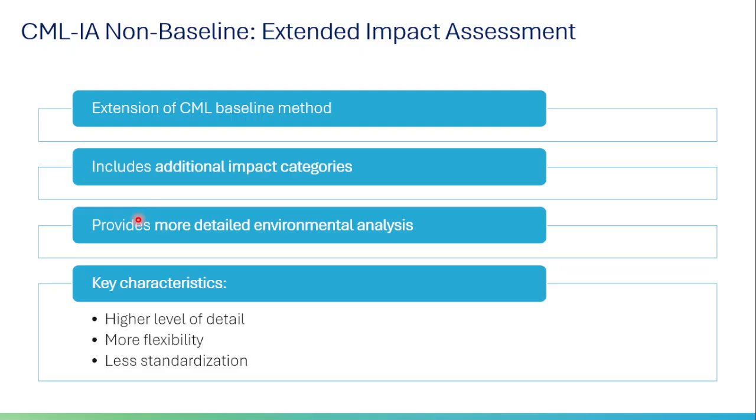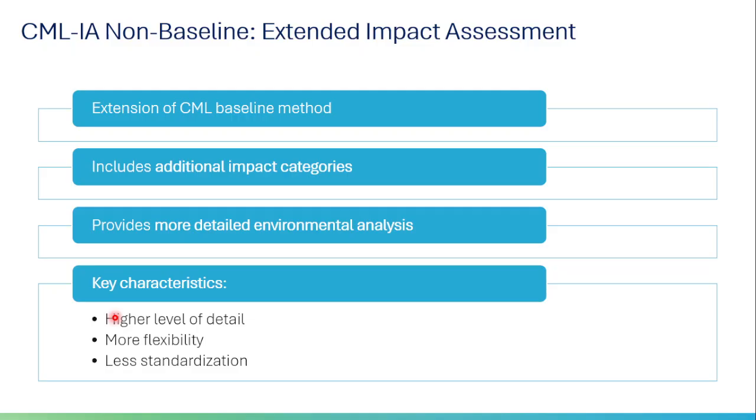However, this increased level of detail comes with a trade-off. The non-baseline version is less standardized, which makes it harder to compare results across different studies. For this reason, it is not commonly used in most scientific publications unless a specific research question requires additional impact categories. In general, the baseline method is preferred, while the non-baseline method is used only in advanced and specialized studies.